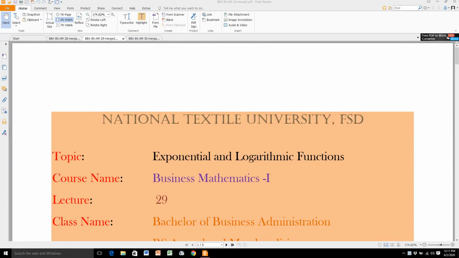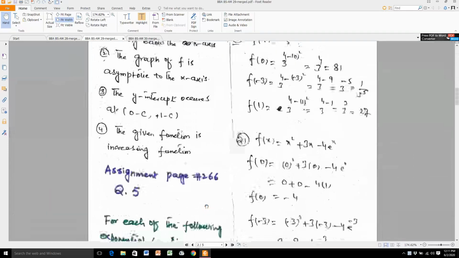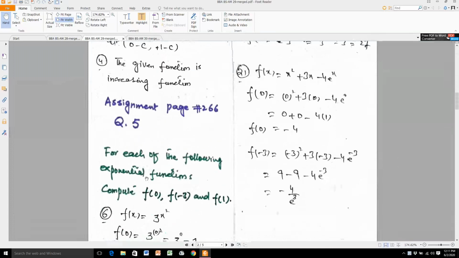Topic name is exponential and logarithmic functions, and in this regard this is our lecture number 29. Here we start from this: for each of the following exponential functions, compute f of 0, f of minus 3 and f of 1. The value of the function at 0, minus 3 and 1.